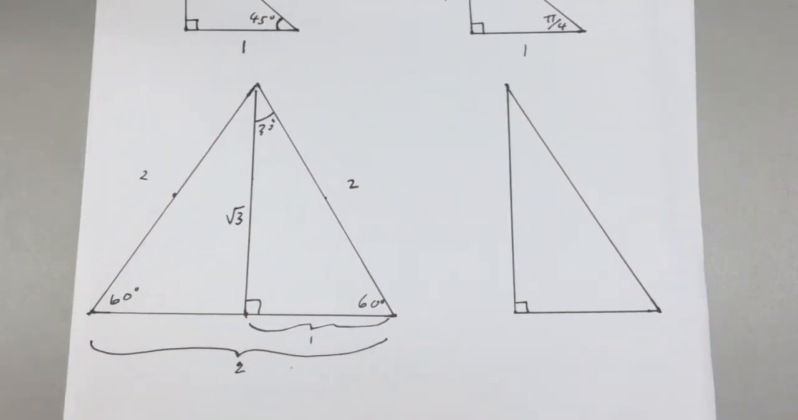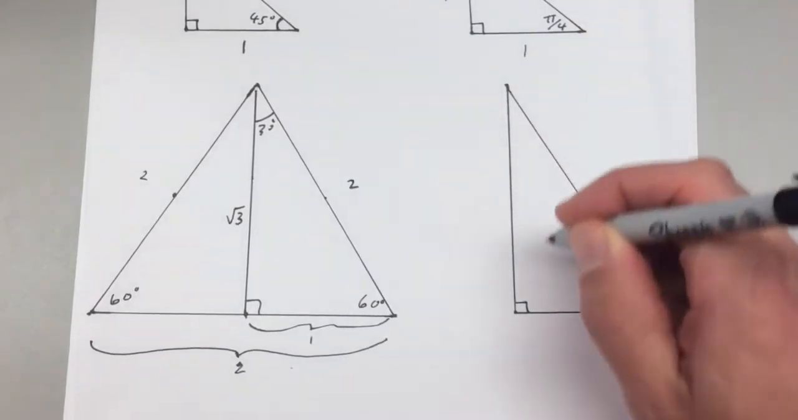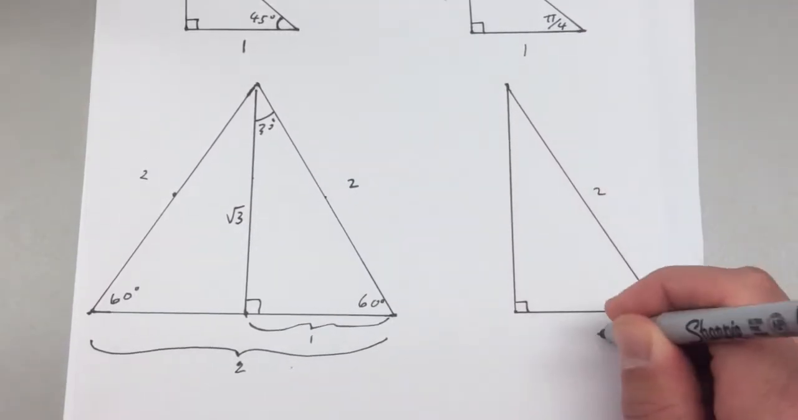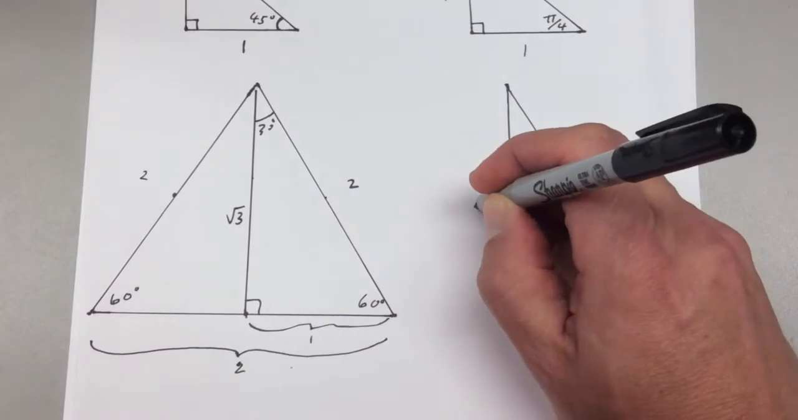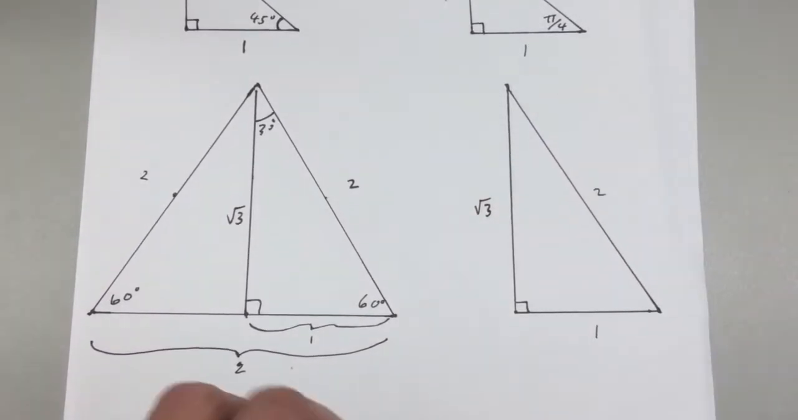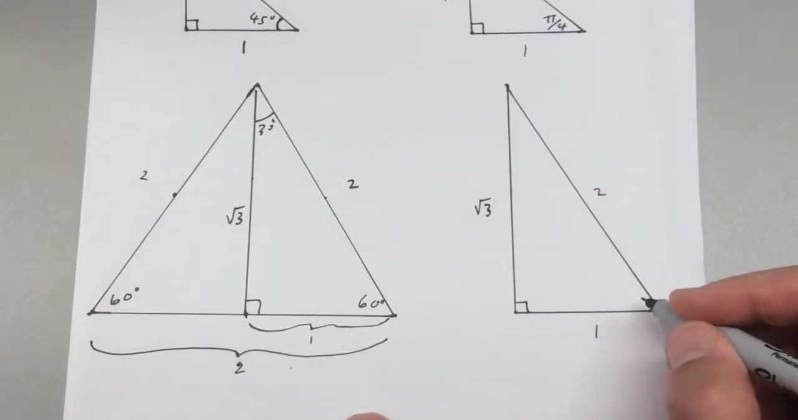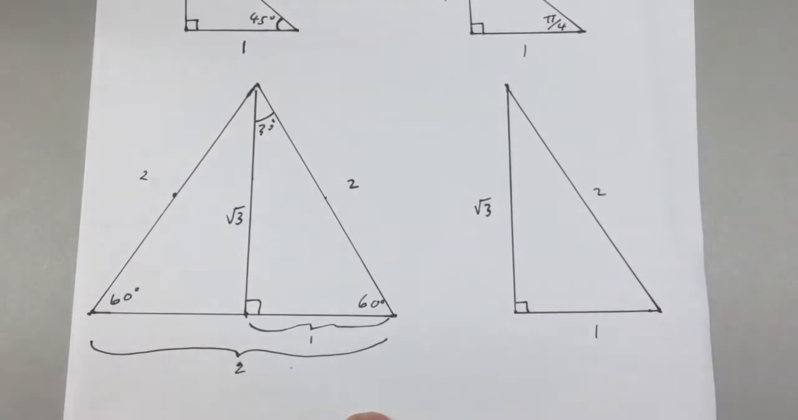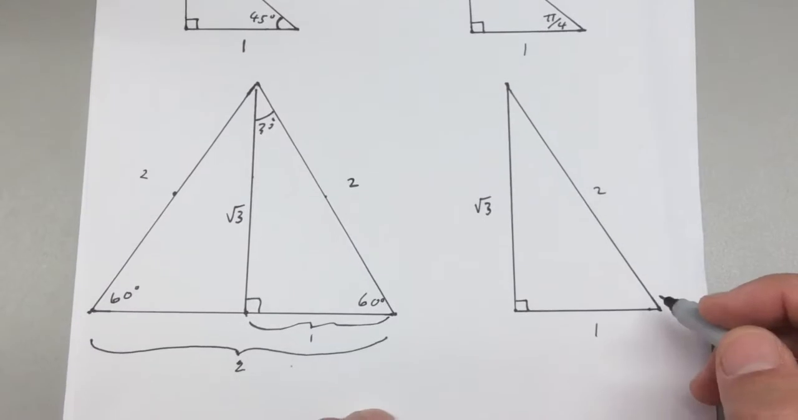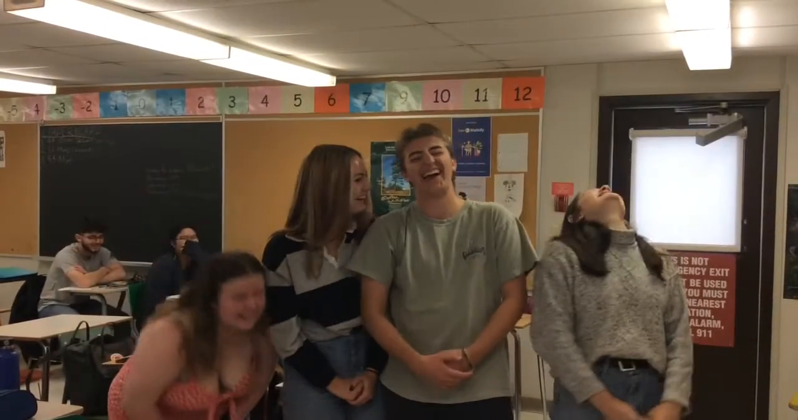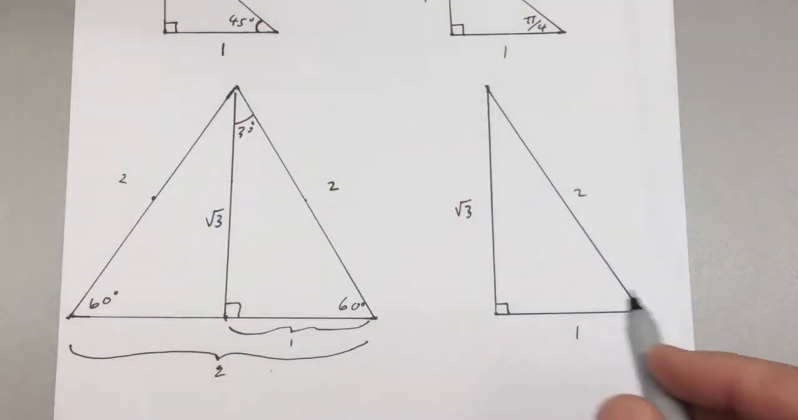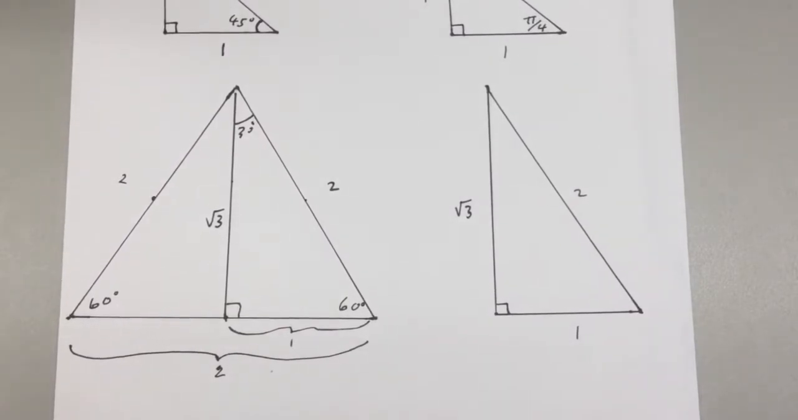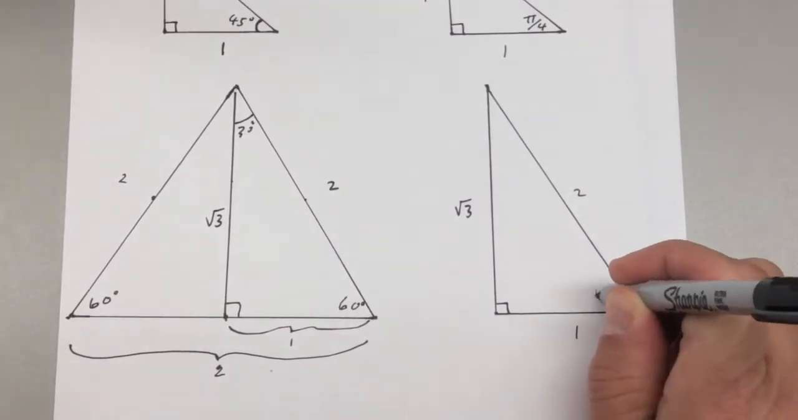And the same triangle, but using radians, would have the same side lengths. But instead of 60 degrees, I would have, anybody want to say? Instead of 60 degrees, this would be? Pi over 3 radians. Very good, class.